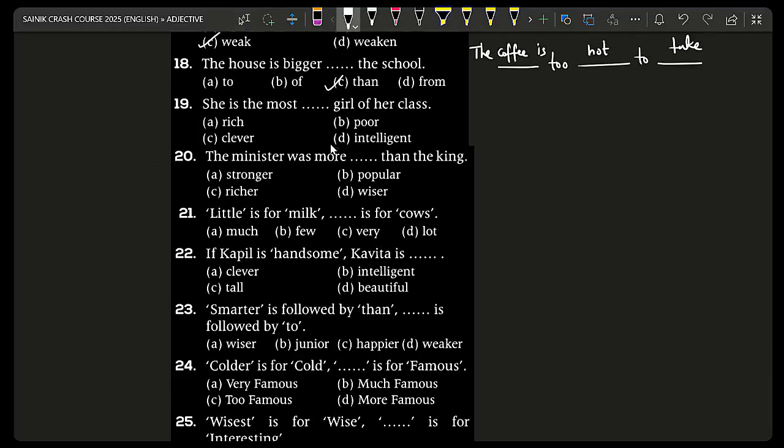Why? Because most is not used as the superlative degree of rich. We say rich, richer, richest, poor, poorer, poorest, clever, cleverer, cleverest. But for intelligence, we use intelligent, more intelligent, and most intelligent. So option D. What about 20?